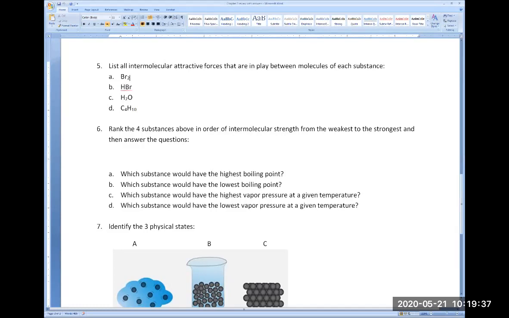Why do you want to visualize the Lewis structure? It's because you will have to determine if it's polar or not, because that determines the type of intermolecular attractive forces that you will see between the molecules of Br2. So can you tell me, is Br2 polar or not? You can answer in the chat and tell me polar or non-polar for Br2. So Br2 is non-polar, yes.